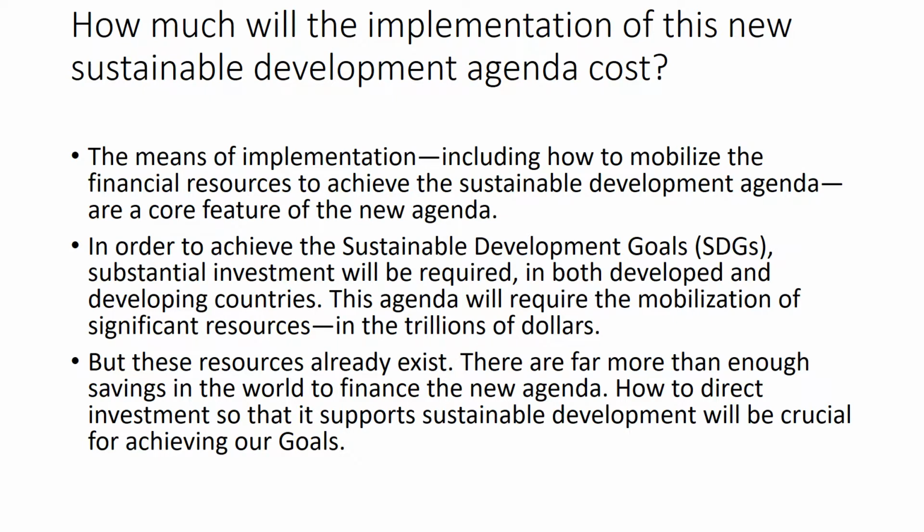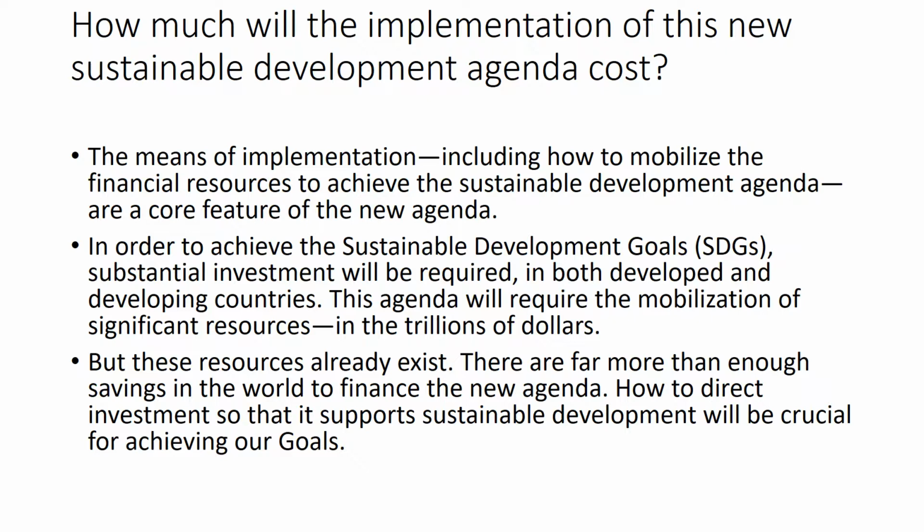Okay. This slide talks about how much the implementation of the new sustainable development agenda will cost. As I said, this project is quite big, and it involves financial support. So the means of implementation, including how to mobilize the financial resources to achieve the sustainable development agenda, are an essential feature of the new agenda. In order to achieve the sustainable development goals, substantial investment will be required in both developed and developing countries. The agenda will require the mobilization of significant resources in the trillions of dollars. But this resource already exists, which is great news.